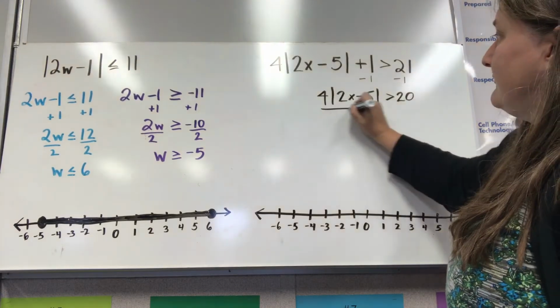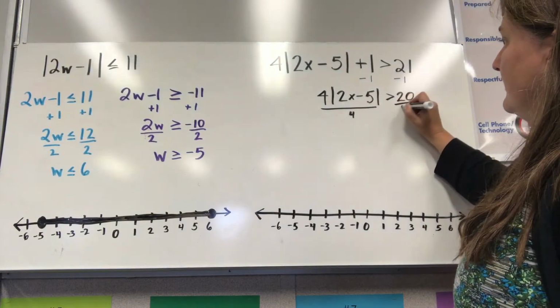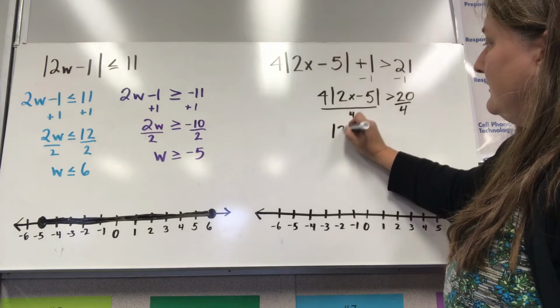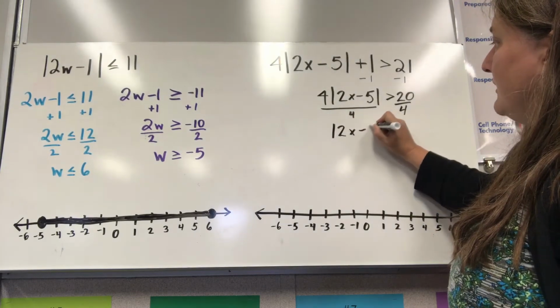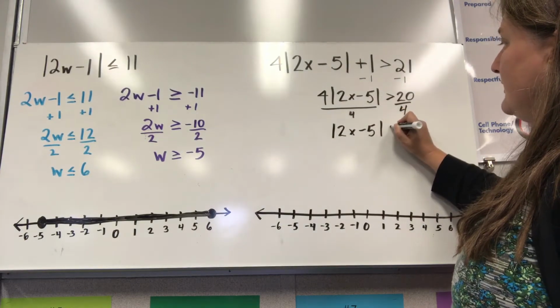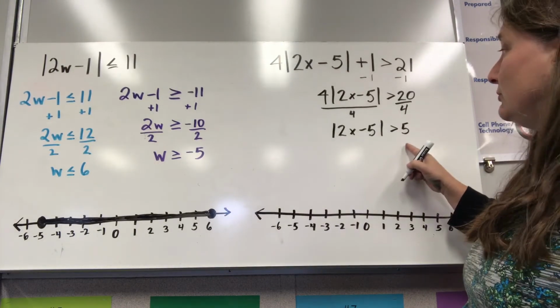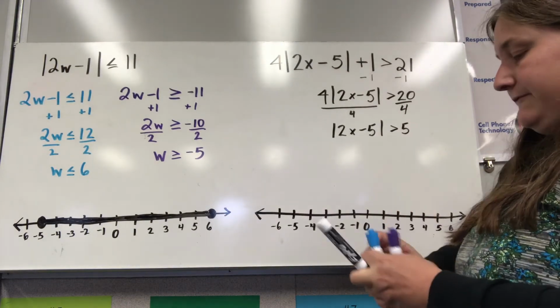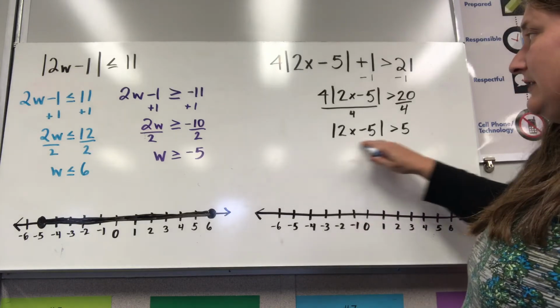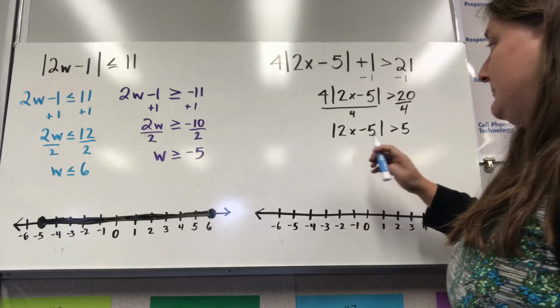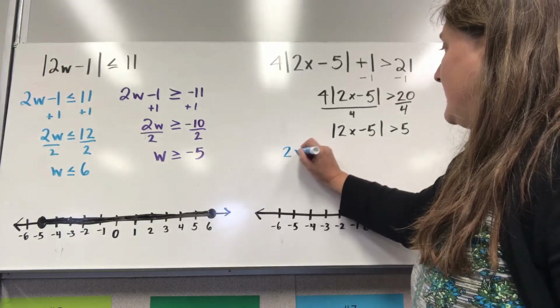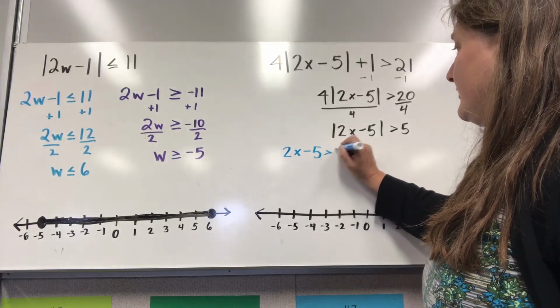And then I'm going to divide by 4. So I'm left with my absolute value of 2x minus 5 is greater than 5. So I can set up two inequalities here. My first one is going to be exactly how this looks without the absolute value symbol. So 2x minus 5 is greater than 5.